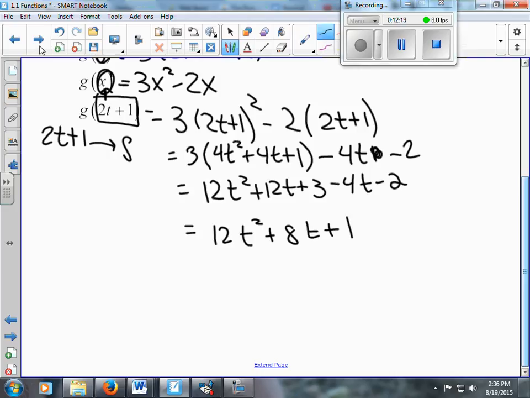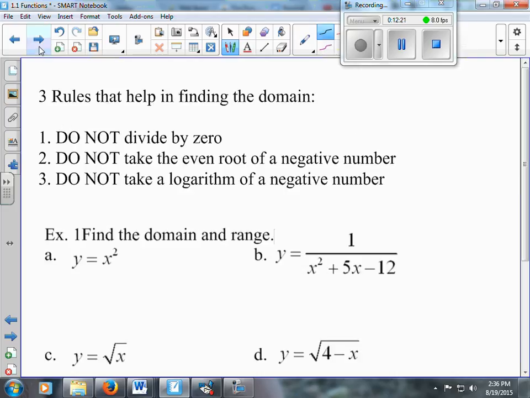Okay, moving on. We're going to talk about domain and range here. There are 3 rules to find the domain.